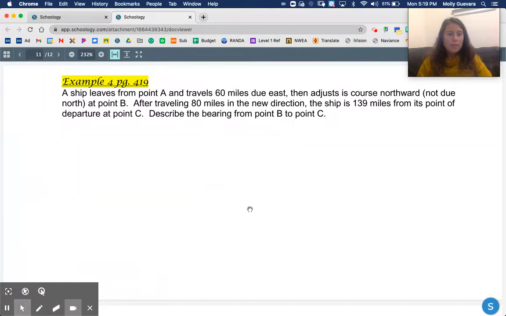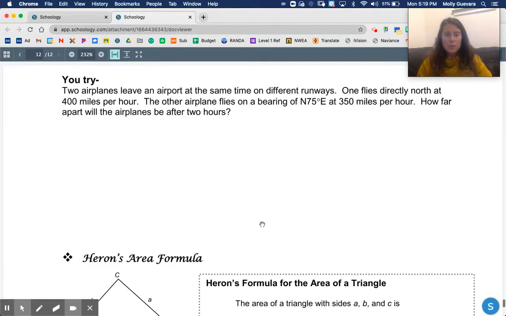Last one of this type is a try-it-yourself. So I want you to read this again. Draw it if it helps you. 2 airplanes leave an airport at the same time on different runways. One flies directly north at 400 miles per hour. The other airplane flies on a bearing of north 75 degrees east at 350 miles per hour. How far apart will the planes be after 2 hours? So see if you can draw it and go ahead and give this a try. And then when you're ready to go over it, hit play and we'll go over it.